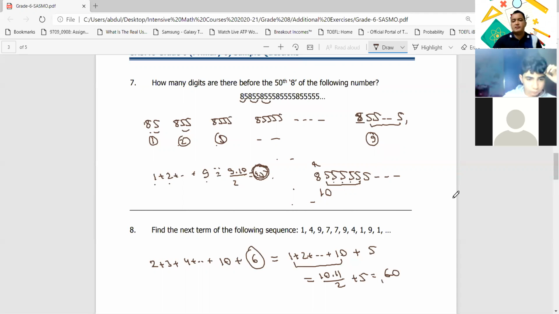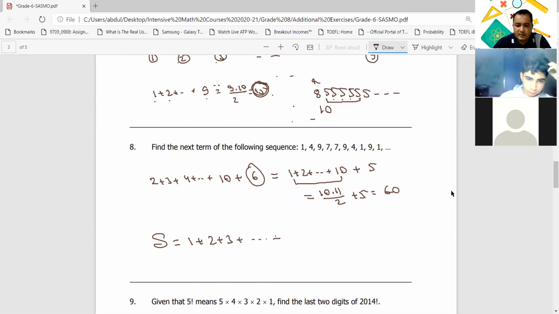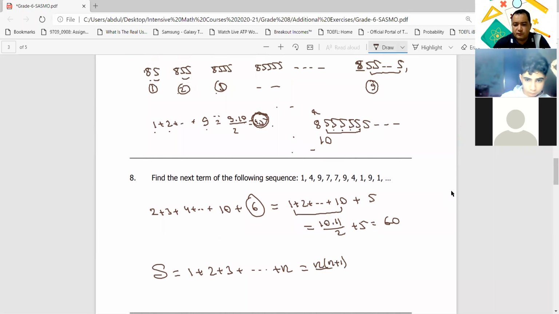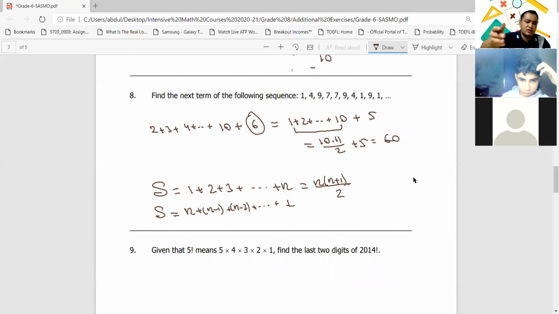This is just the sum of natural numbers. The sum of n natural numbers. How do you calculate this? S is equal to 1 plus 2 plus 3 plus dot dot. If we have n natural numbers, that's equal to n times n plus 1 over 2. Why is it so? The proof is very simple. To prove this, let me just write S in reverse order. Here, the biggest one is n, the second biggest one is n minus 1, the third biggest is n minus 2, and the smallest one is 1, right? Because 1, 2, 3, 4, 5, or 5, 4, 3, 2, 1.